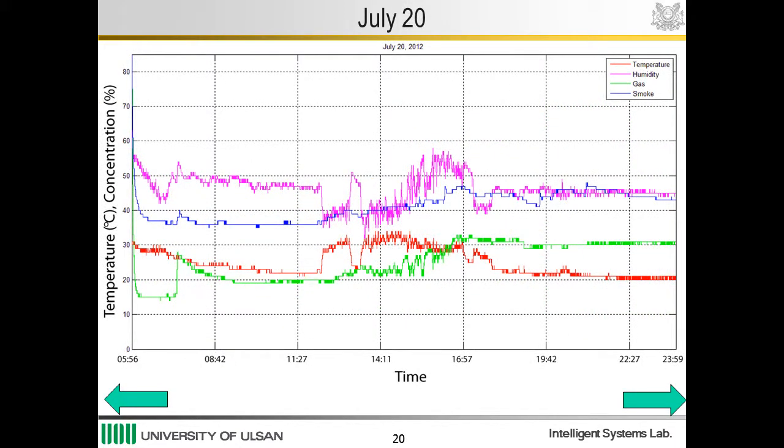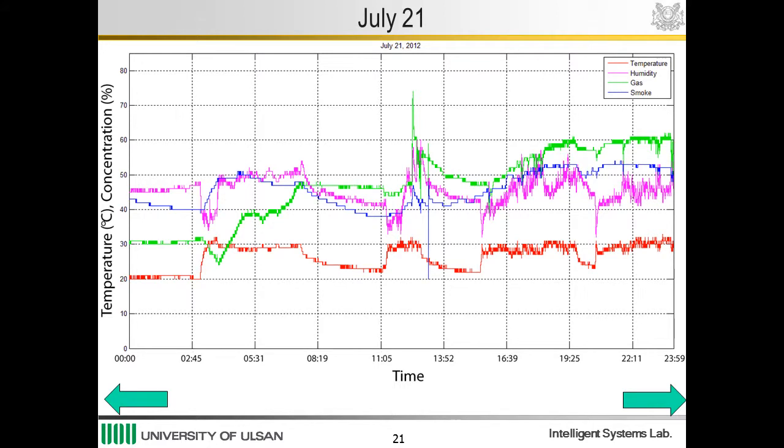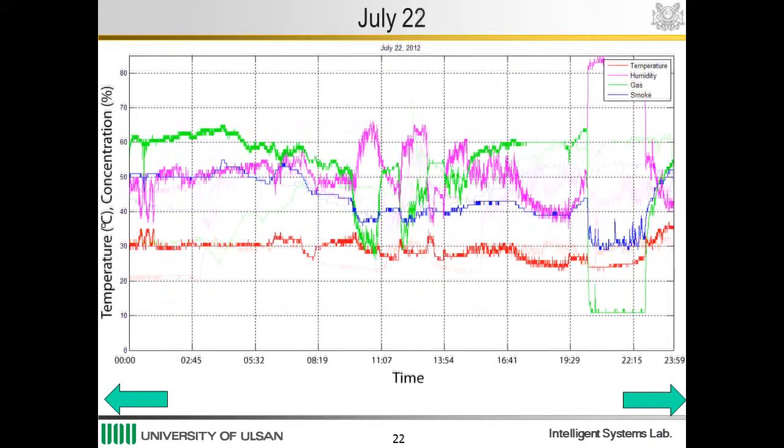But later on, we started to use the air conditioning. It was summer, and temperature decreased to like 22 degrees Celsius. But concentration of poisonous gases started to increase. And day by day, we can see concentration of smoke and gas increased really high.